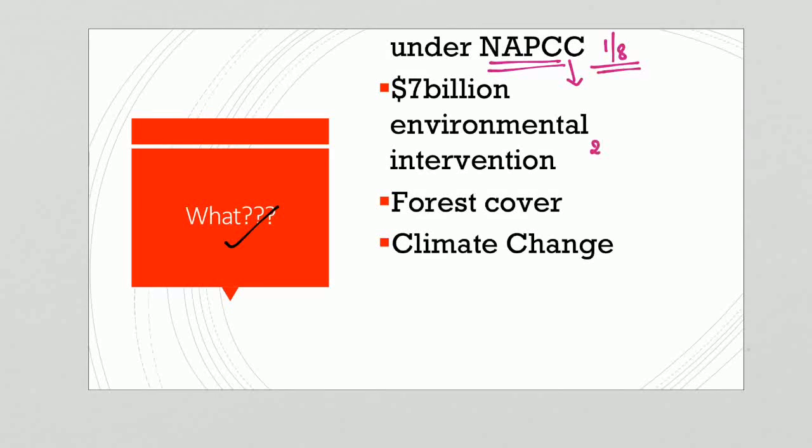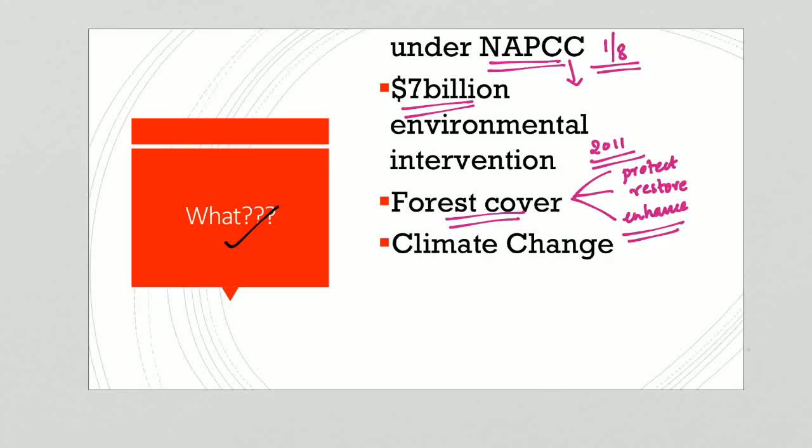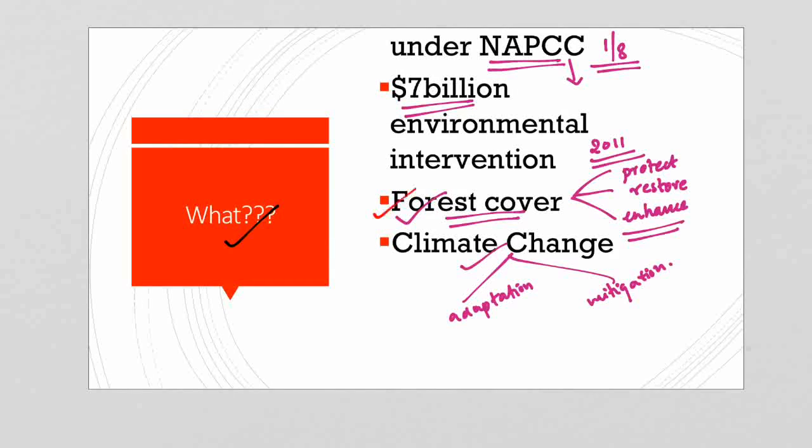It was laid out in the year 2011 and it is a $7 billion environmental intervention program. Under the Green India Mission, the primary focus is given on forest cover. According to Green India Mission, it aims at protecting, restoring and enhancing India's diminishing forest cover. It also aims at responding to climate change by combination of adaptation and mitigation measures. So to combat climate change, it takes into consideration adaptation and mitigation measures as well. As we have discussed, primary focus is given on forest cover.